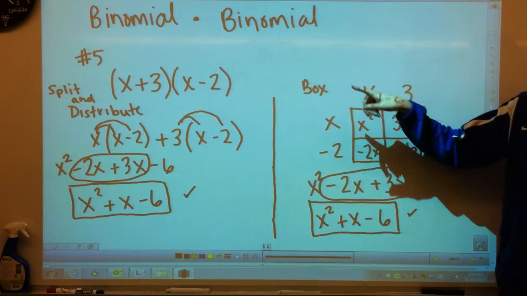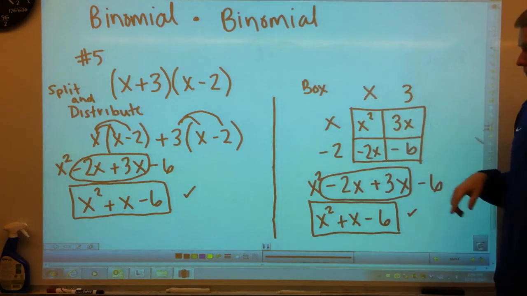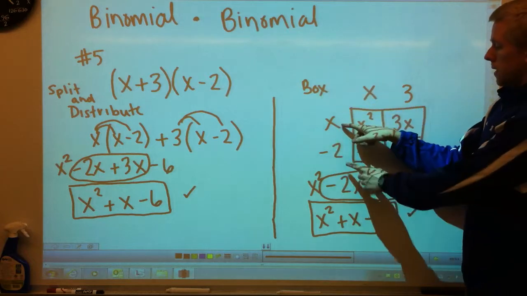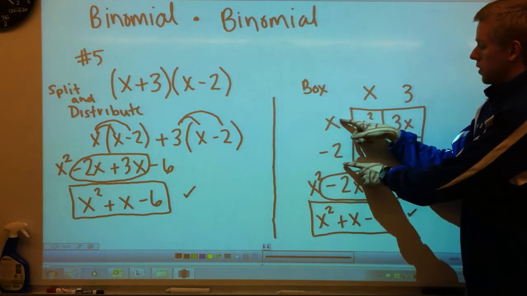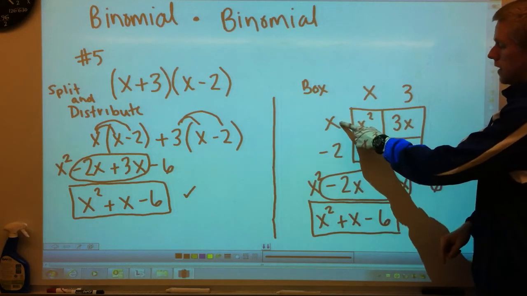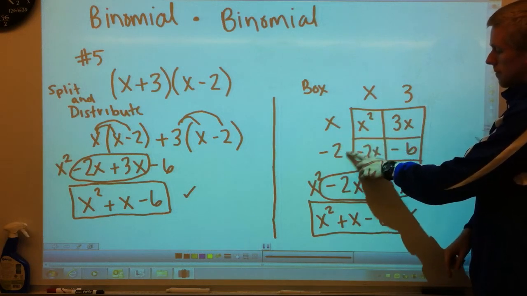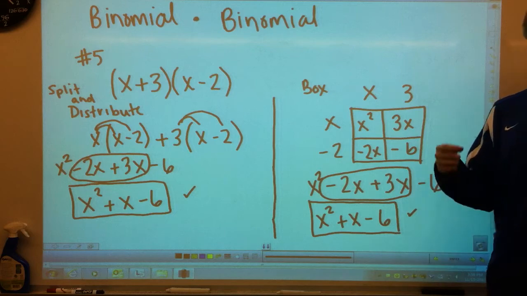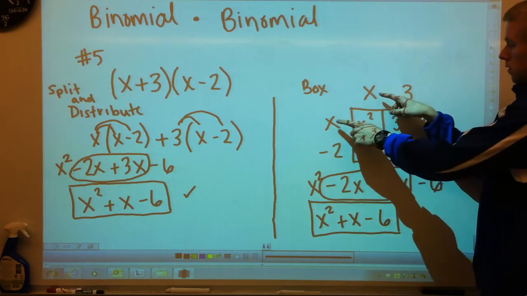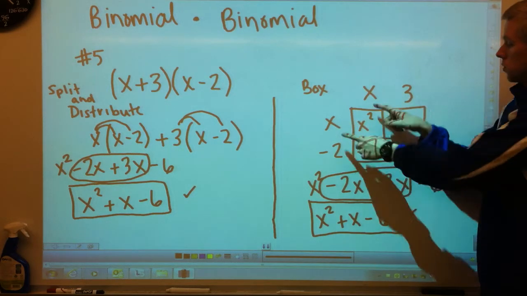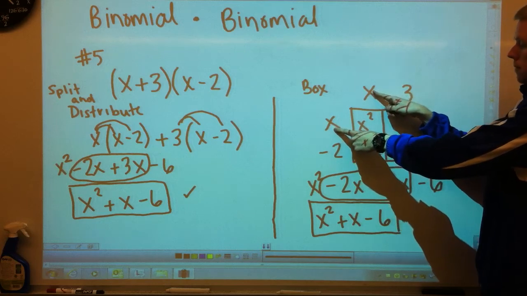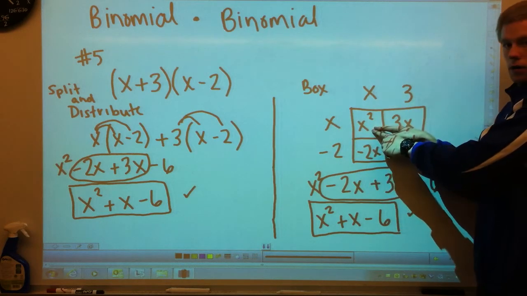Then you're going to take your first term, put it on top. You're going to take your second term, making sure you bring the sign with it, and you're going to put it on the side over here. So you have the x with this first part of the box, and then you have negative 2 for this second part of the box. Now we're going to just multiply to get inside the box. So when I take my x and my x, I multiply them together, that gives me an x squared.